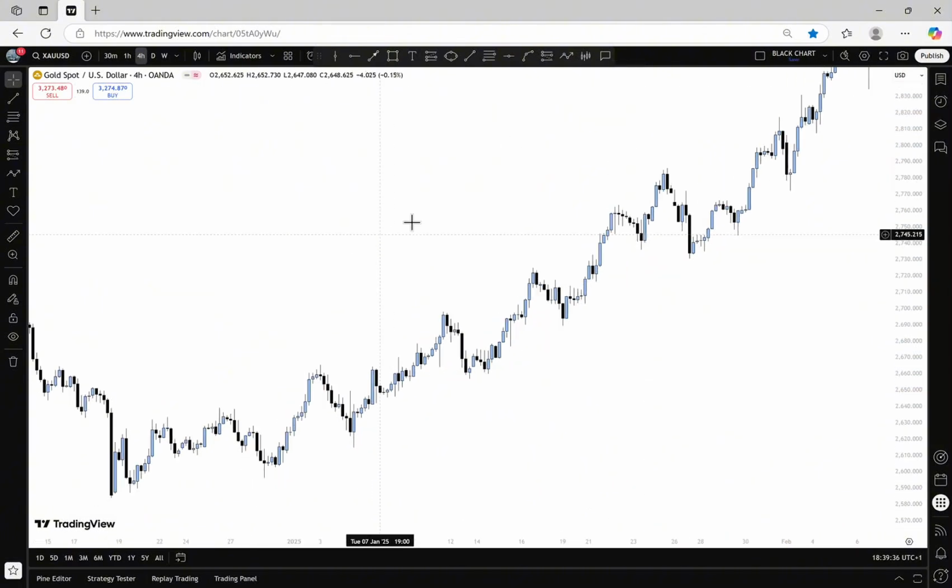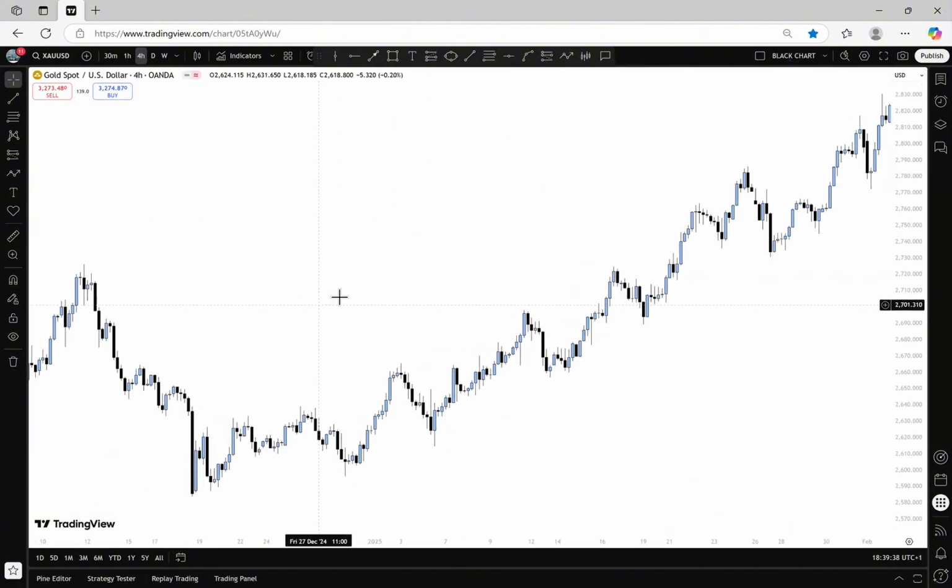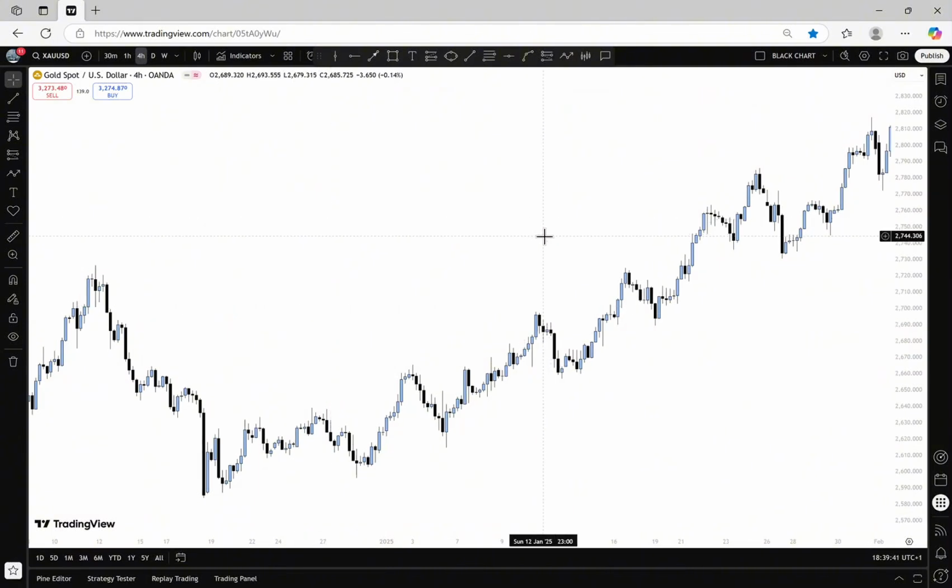Now, how do we take advantage of this market? Whenever the market is on a bullish move, we look for a buying opportunity. Whenever the market is on a bearish move, we look for a selling opportunity. So that is what we do here.